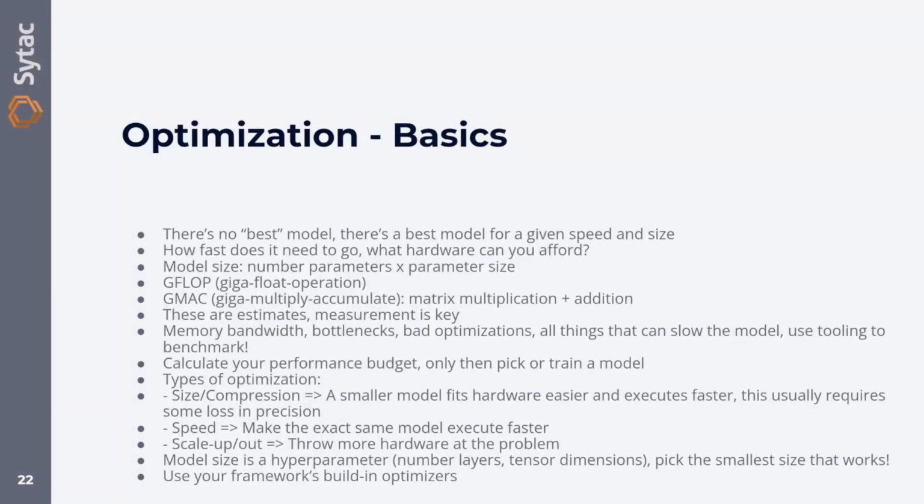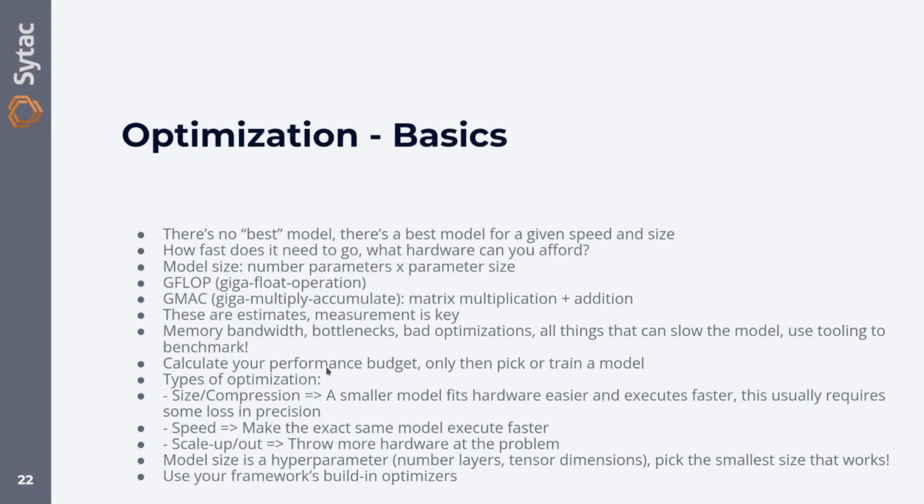You have different types of optimizations. You have size optimizations: a smaller model fits the hardware easier, usually executes faster, but might require some loss in precision. You might want to do speed optimizations: same exact model, but faster. Scale up, scale out. If you're training your model, remember that model size is a hyperparameter: number of layers, tensor dimensions. Pick the smallest that works. Start thinking about this early in the training process because it's more expensive later. And use your framework's built-in optimizers as a first step.